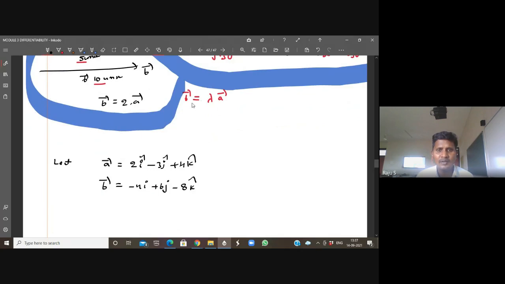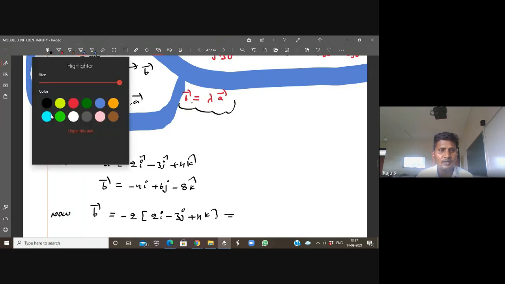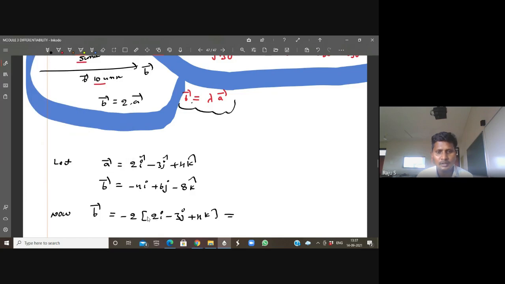I told you very clearly, when we want to say A, B are collinear, one vector is equal to lambda times of another vector. Shall I write vector B is equal to minus 2, taking common, 2i minus 3j plus 4k? I am taking minus 2 common. Then what about this vector? This vector is vector A. So minus 2 times of vector A.